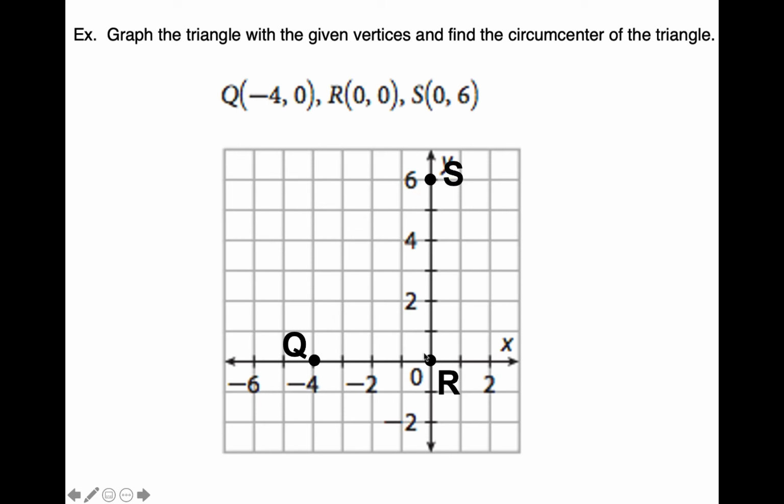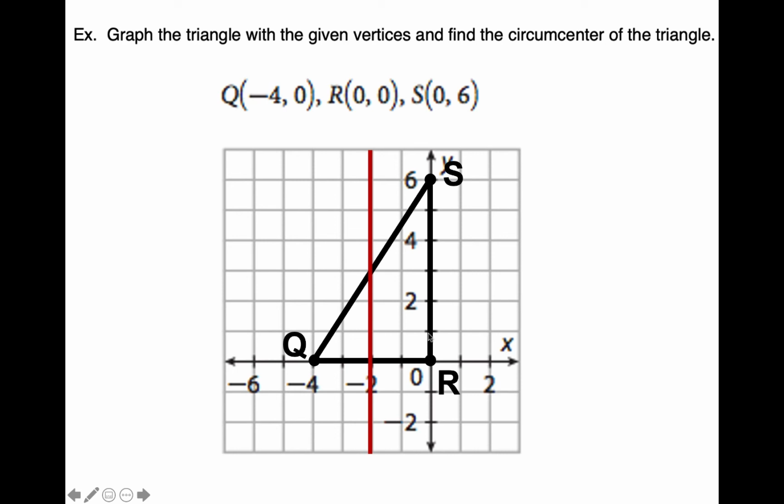We're going to connect these 3 dots to make a triangle. If we're trying to find the circumcenter, you have to find the perpendicular bisector of the sides of the triangle. So, if I try to find the perpendicular bisector of QR, we want to find the line that would cut this segment in half. So notice if I go right 2, left 2, this is going to cut QR in half and create a right angle.